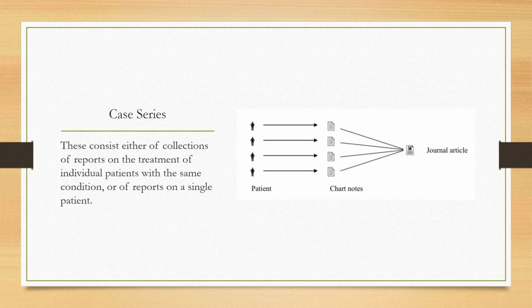So case series, these consist either of collections of reports on the treatment of individual patients with the same condition or of reports on a single patient. So if you see the diagram, you have the patients going to the chart notes, and then it gets combined into a journal article. That's a case series. So case series or reports are used to illustrate an aspect of a condition, the treatments, or the adverse reaction to treatment.